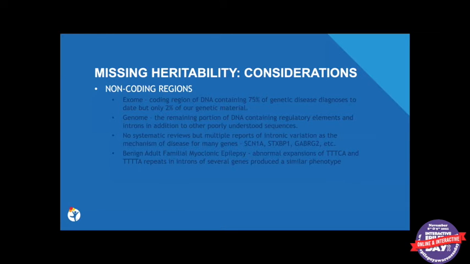And actually, they found that repeat expansions, so chunks of just this same genetic code repeated over and over and over, in introns of a number of different genes, produce this similar clinical picture in patients. And I think that's important because most of our exomic technology for whole exome sequencing is not able to detect triplet repeat or repeat expansions based on how the testing is performed.